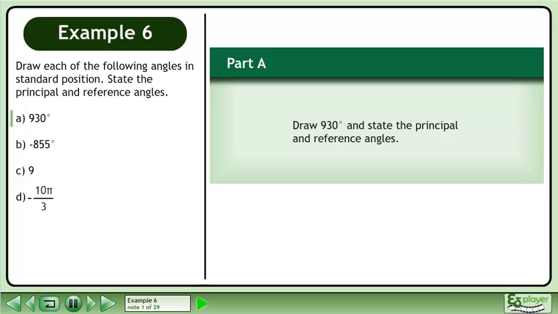Draw each of the following angles in standard position. State the principal and reference angles. In Part A, draw 930 degrees and state the principal and reference angles.